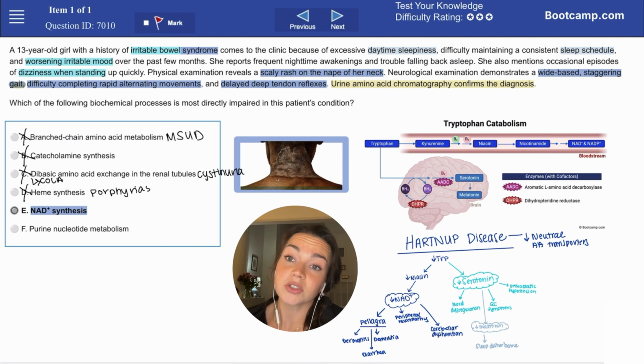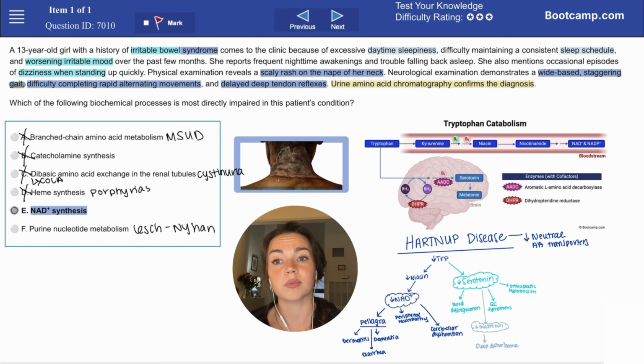And then finally F, purine nucleotide metabolism. This is Lesch-Nyhan syndrome. This usually presents with hyperuricemia, self-mutilation, and neurological regression. We don't really see any of those in this case, so answer choice F is out.